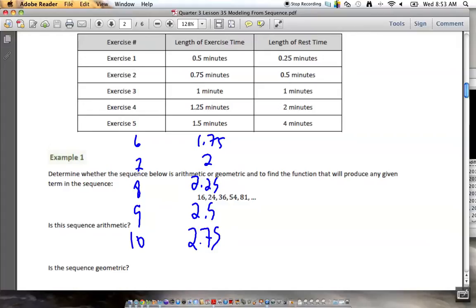One way to do it also is to say it's the first term plus the difference times n minus 1, in this case 9, and 0.25 times 9 is 2.25. 0.5 plus that is 2.75. So there you go. You can do it either way.